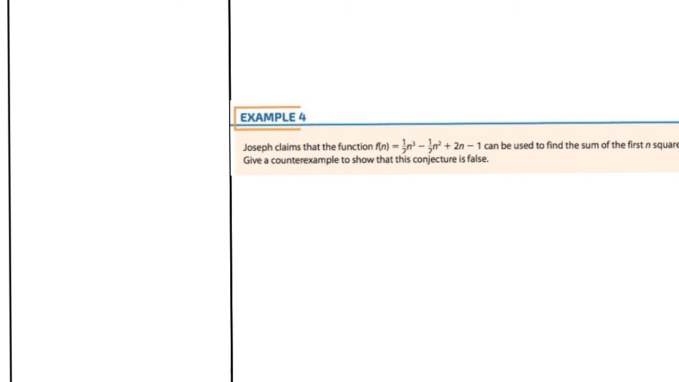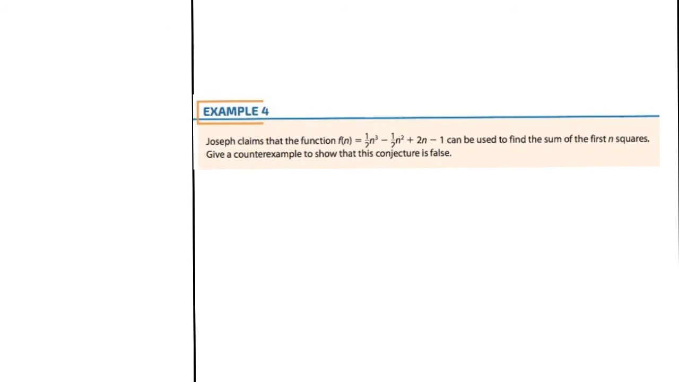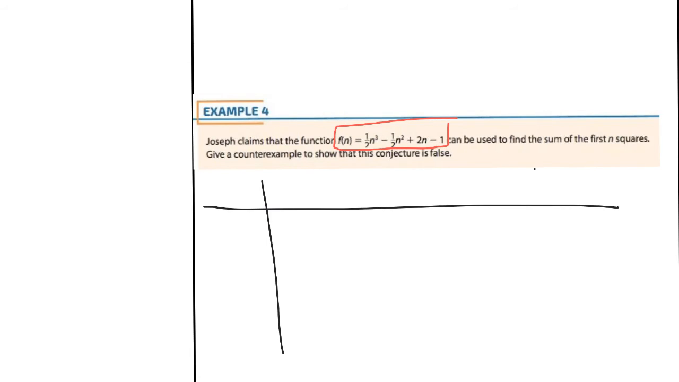All right, so let's look at example 4. Joseph claims that this function here, I won't read it for the sake of brevity, can be used to find the sum of the first n squares. Give a counterexample to show this conjecture is false. Okay, so what it's asking you to do is, if you think back to algebra and you think to a t-table, remember those t-tables? We said this would be our domain and our range. This is n, and this over here would be the f of n, or the y.